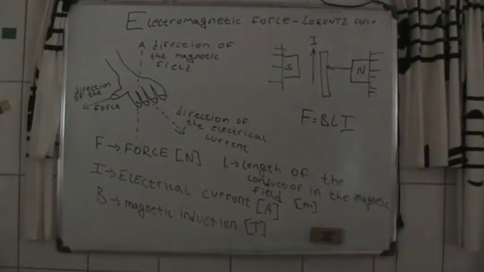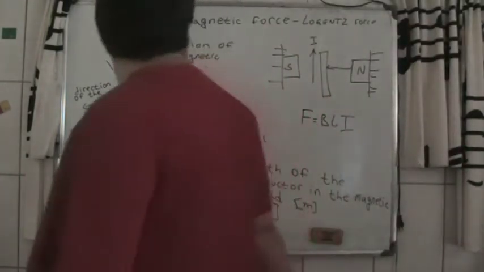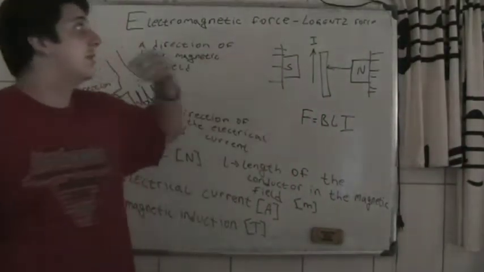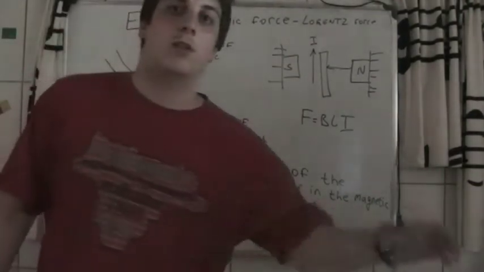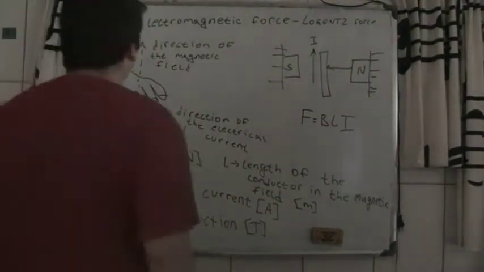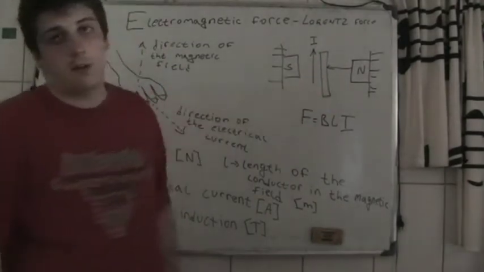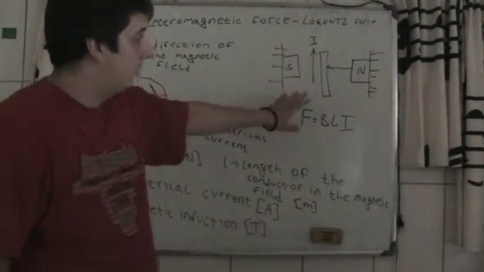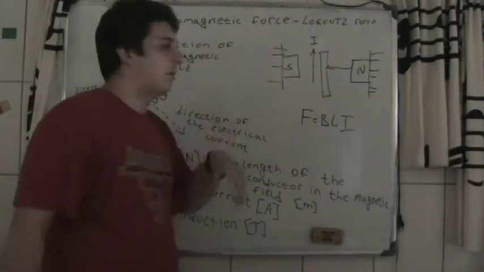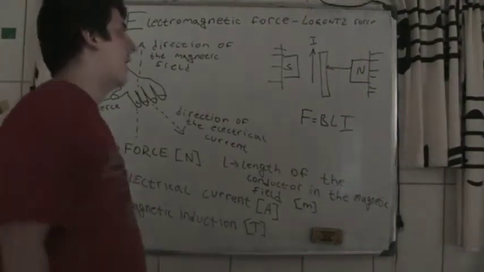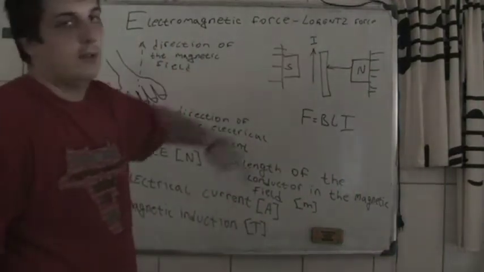Okay, welcome everyone to my new lecture where we are going to learn about the electromagnetic force that we call Lorentz force. So this is the last lecture for magnetism, and then we are moving on to alternating currents. Okay, so for example, you have a conductor and it goes from down to up, and it is flowing through the magnetic field.